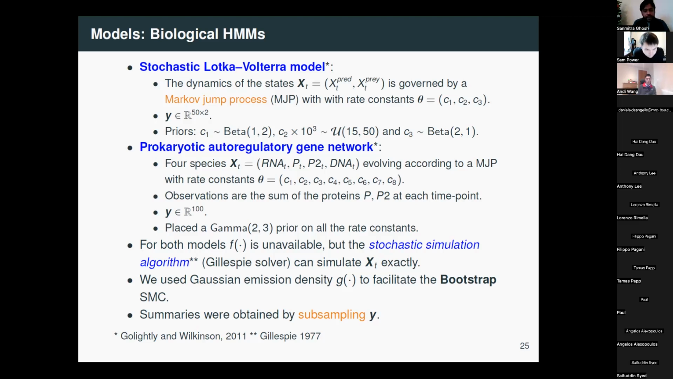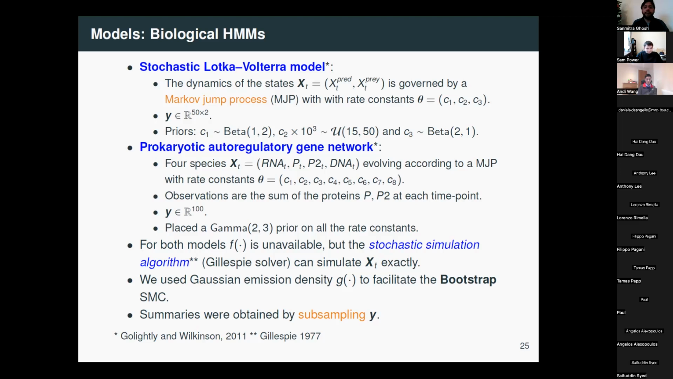And that means we cannot evaluate the transition density. The PDF is not available, right? Because for that, we have to solve an intractable partial differential equation. So complicated stochastics. But obviously, we can use the Gillespie sampler to simulate XT exactly. So this is the model territory.